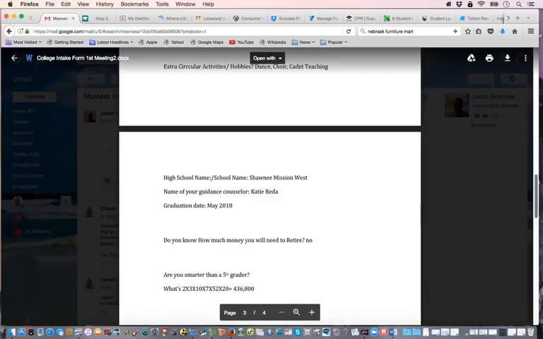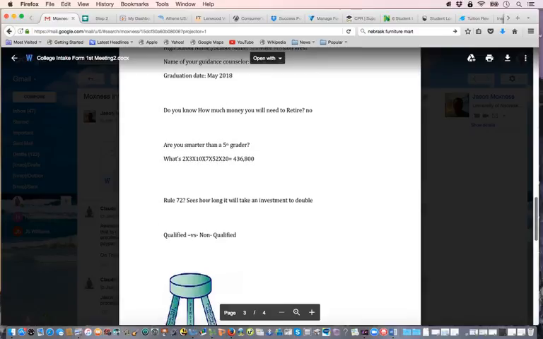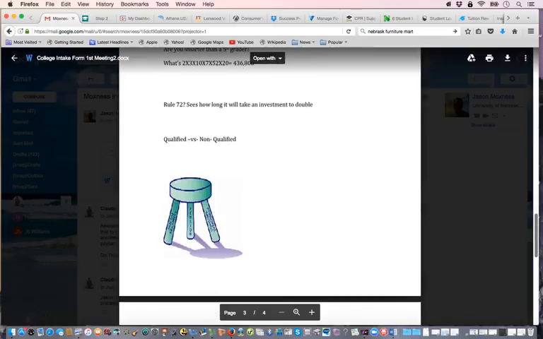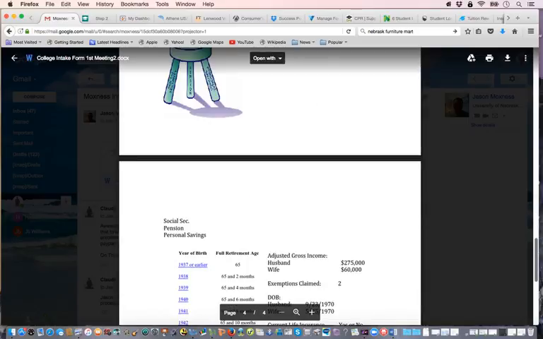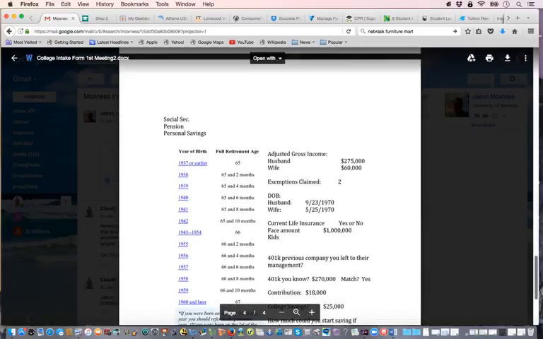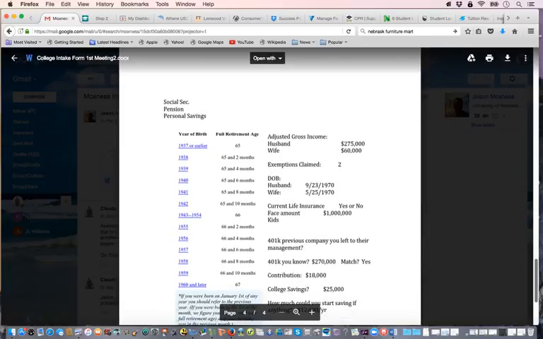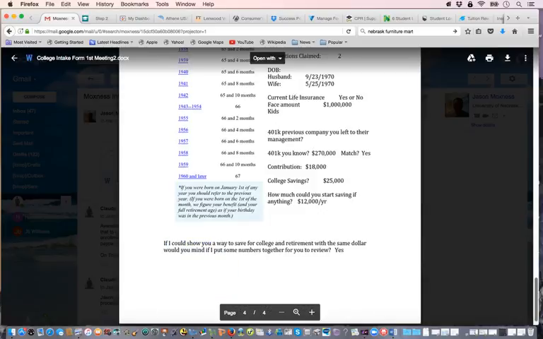So they are in Kansas. They filled out 436,800. He put in there how long it will take an investment to double, and here he makes $275,000 a year. His wife makes $60,000. They have 2 claimed. There are the birthdays, but you don't know their names, so that doesn't matter.